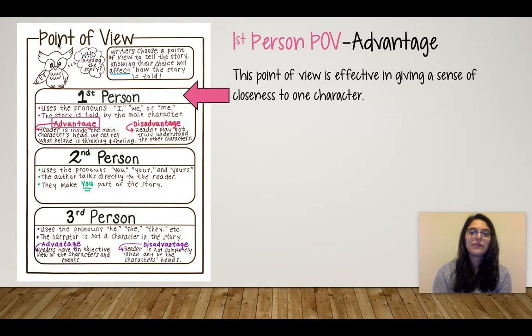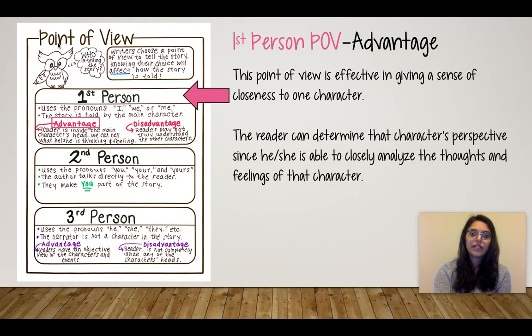So this point of view is effective in giving a sense of closeness to one character. We really get to know that one character really well. The reader can determine that character's perspective since he or she is able to closely analyze the thoughts and feelings of that character.